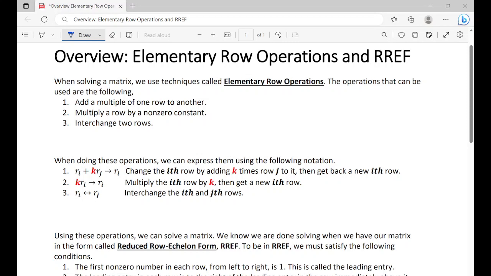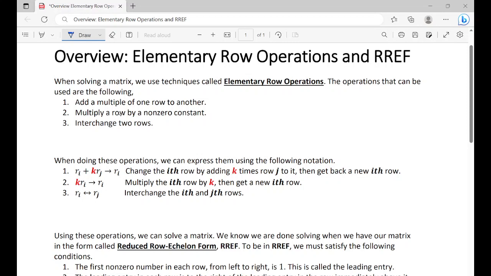So we have some notation we can use when doing this. When doing these operations, these are the notations we can use to express it. So again, 1 was to add a multiple of one row to another, which is this notation here. R sub i plus k times row sub j is going to give us a new row R sub i. This just says change the ith row by adding k times row j to it and then get back a new ith row.